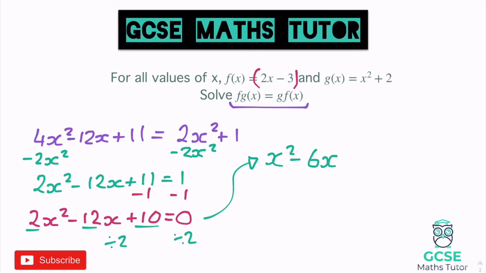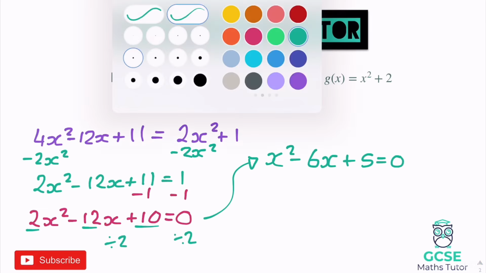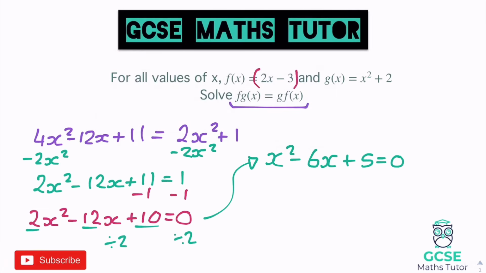Dividing 12 by 2 gives us the 6x, and we've got the 5 at the end, and that is all equal to 0. And now we can go about actually looking at factorising this. So if we have a look, we've got a 5 at the end, so we've got 1 and 5 for our factors, and that means in our bracket we're only going to have 1 and 5.